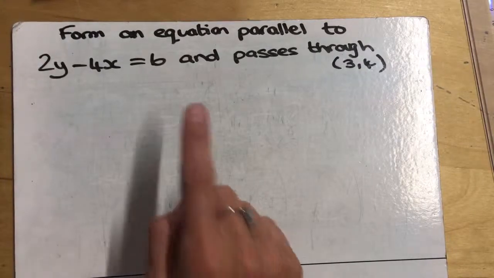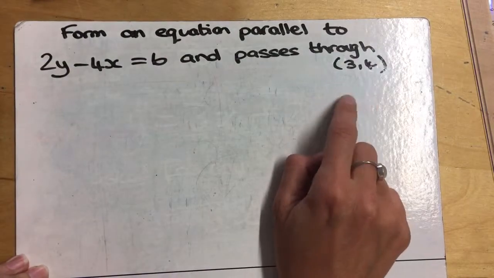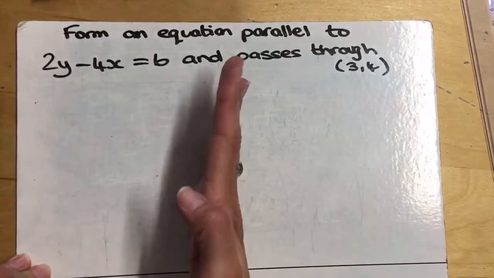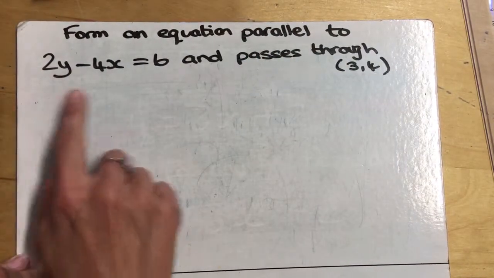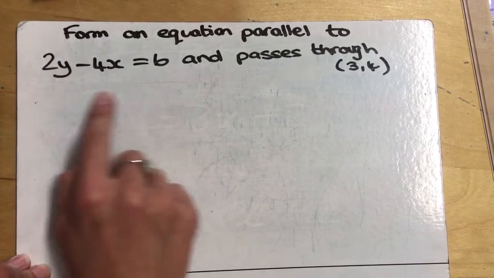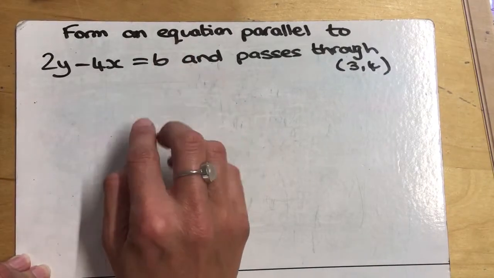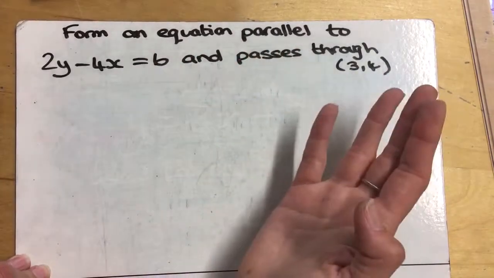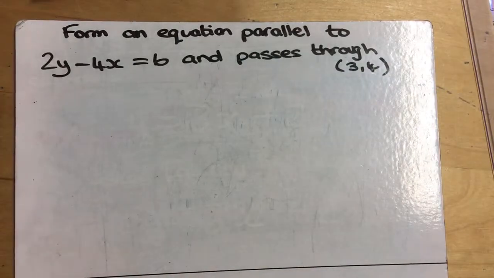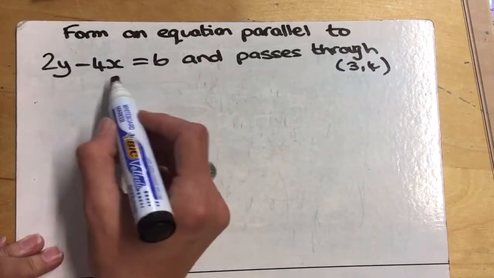Okay, we're going to have a look at how to form an equation which is parallel to another equation and passes through a certain point, which is not on the y-axis. So, we're given this equation, and before we can do anything with it, it's not in the form y equals mx plus c, which is the form that we need our linear graph to be in. So the first thing we need to do is rearrange this equation.